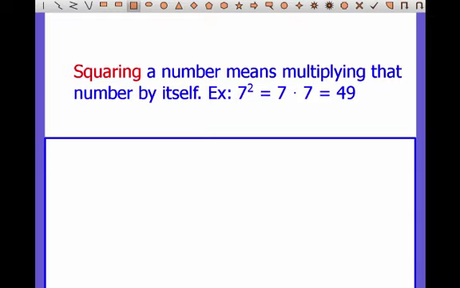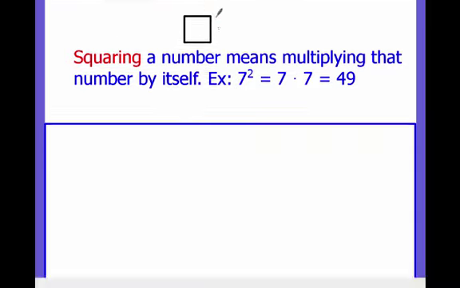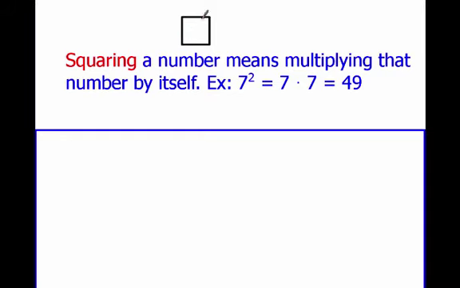Another way of thinking about it is if I draw myself a square, we know that in a square, all of the side lengths are the same. So if I say this side is of length 7, then so is this side. And you know the area of a square is simply the length times the width, which is 7 times 7, which is 49. So that's where we get the term squaring. It is literally finding the area of a square with this side length.